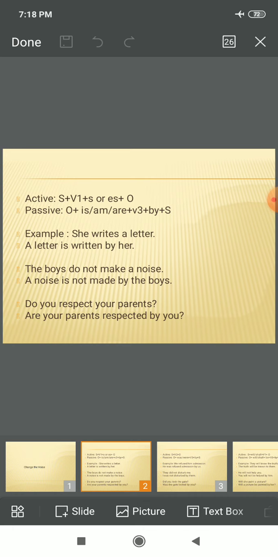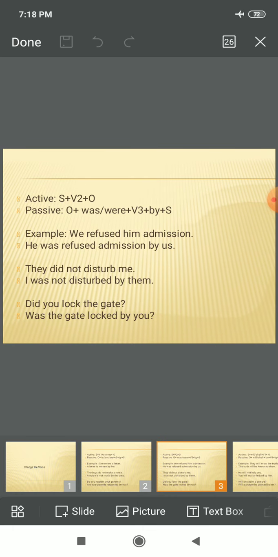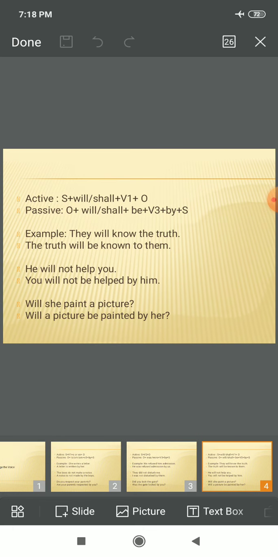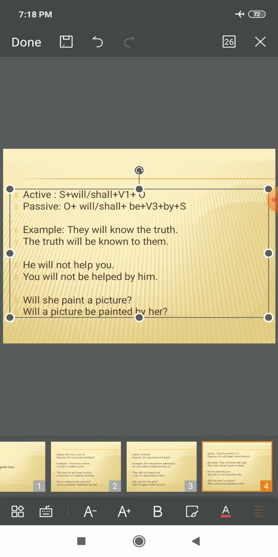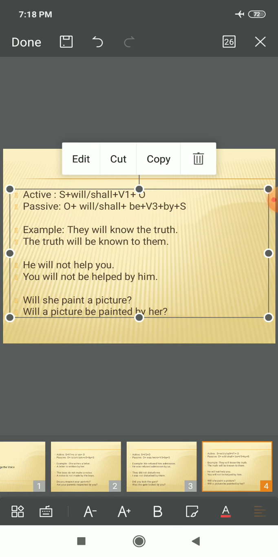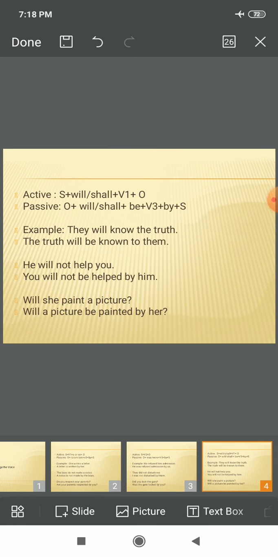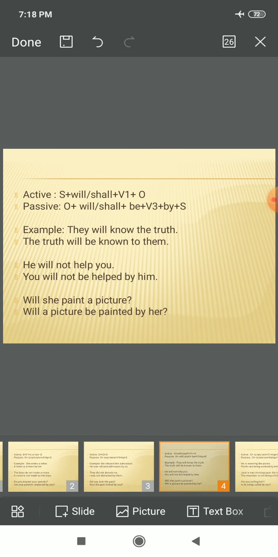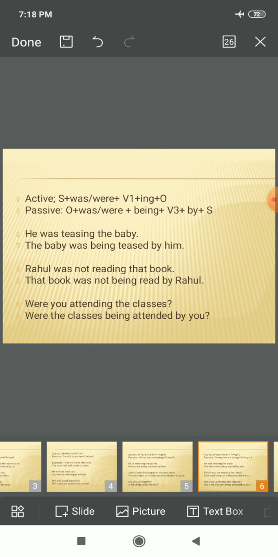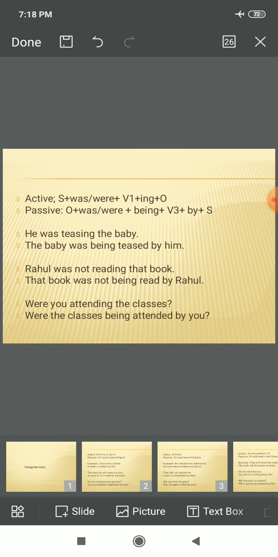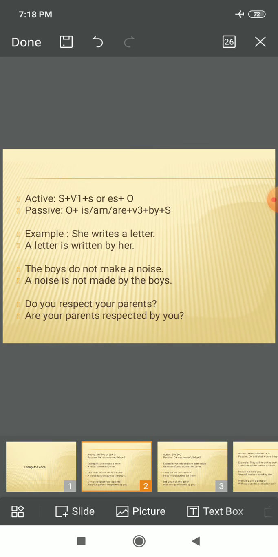See, this is the first slide. Second one, again verb's third form is used. Third slide, third form of verb is used. Again then, if we say that at every place, whatever be the rule, verb's third form is there in the passive voice, right?